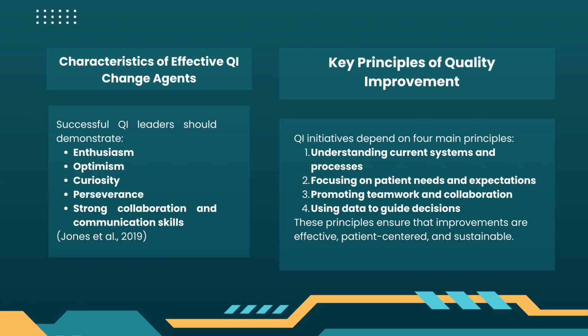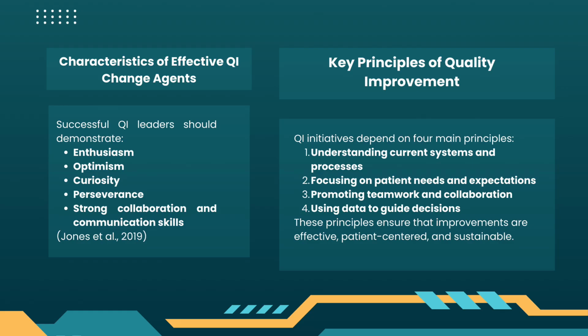And then next po is the key principles of quality improvement. So, QI initiatives depend on 4 main principles. So, we have understanding the current system. So, dapat po ina-understand yung current system para po we can give the critic or ma-evaluate po ito to be changed po for the better.